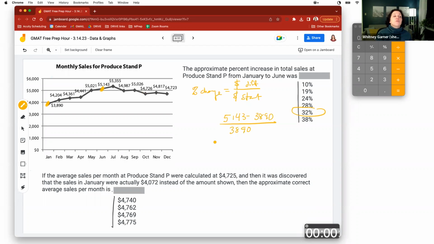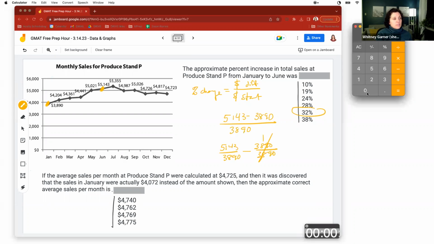Another trick so that there's fewer numbers to punch in: you could split the numerator here. So the new minus the old, divided by the old. If you were to look at 3,890 over 3,890, that's just going to be 1. So note that you could still do 5,143 divided by 3,890, and then you're just going to subtract the 1 off the front. So it's one fewer thing to have to plug in. So we're looking at about 32%.